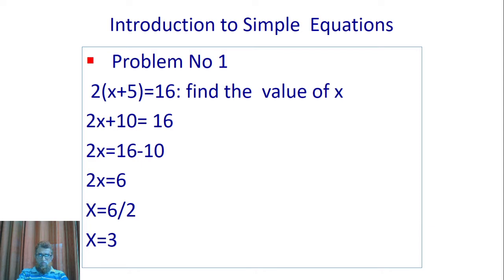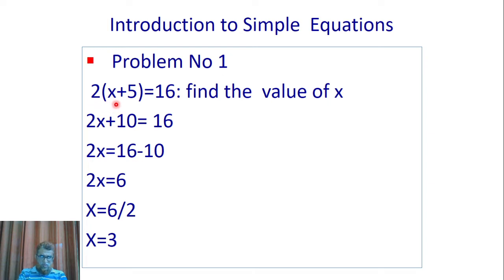The first problem we will solve today is 2 into x plus 5 is equal to 16. Find the value of x. So 2 into (x plus 5), with x plus 5 written within the bracket, is equal to 16. This is a simple equation. Here we should find the value of x.